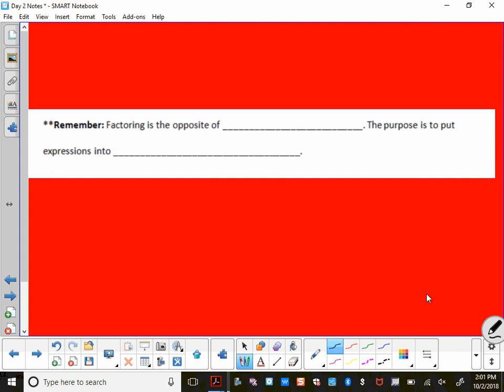Factoring is the opposite of distributing. The purpose is to put expressions into factors, which means they need to be in parentheses.